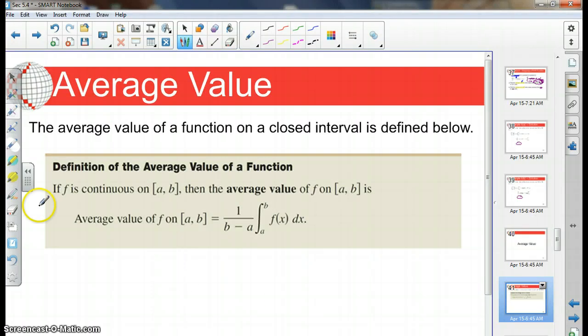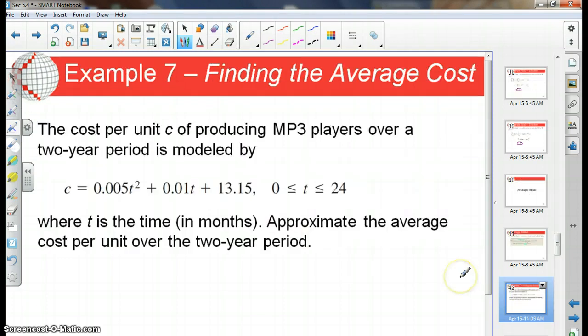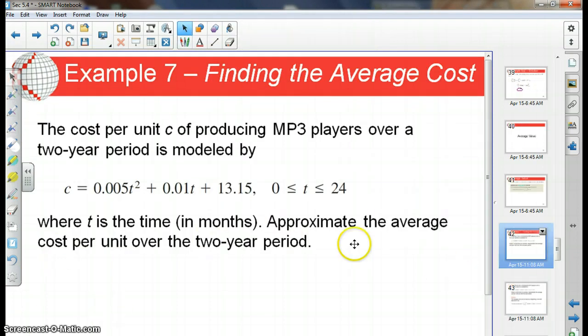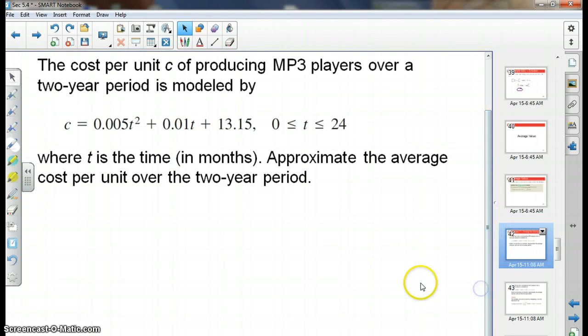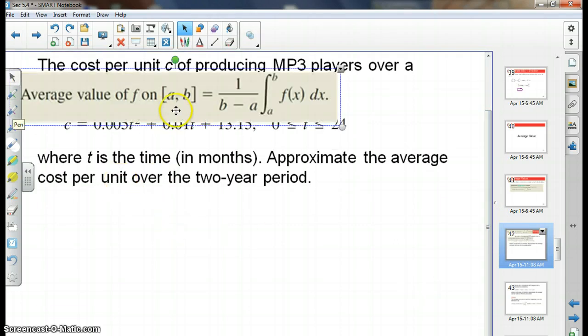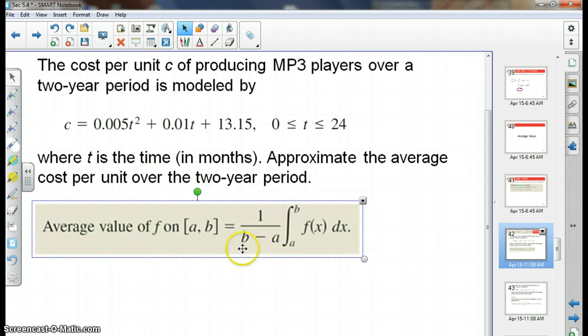Average value is similar. We're going to tag on just one extra thing. Every time you see average value, we're going to take 1 divided by the b minus the a. And we don't have to do f of b minus f of a. We're just going to integrate the function that's given there. But this is the extra part to find average value. So just showing you one really quick example. We're going to use our average value definition. And the definition that we're using is this 1 over b minus a.